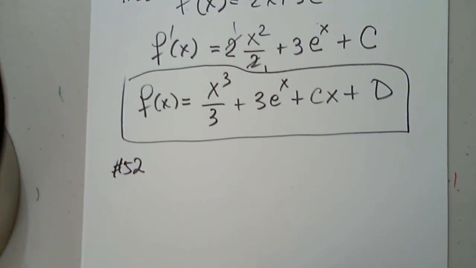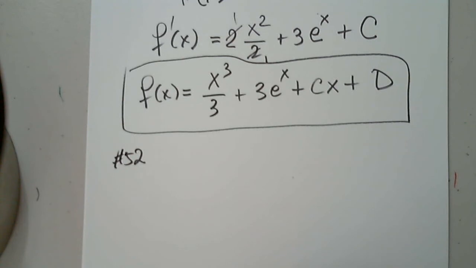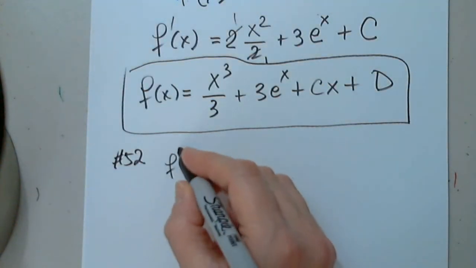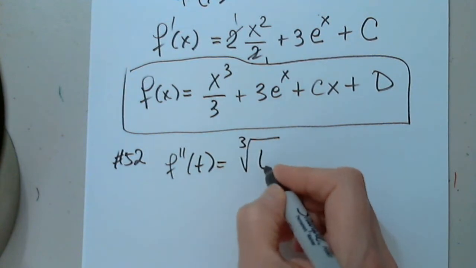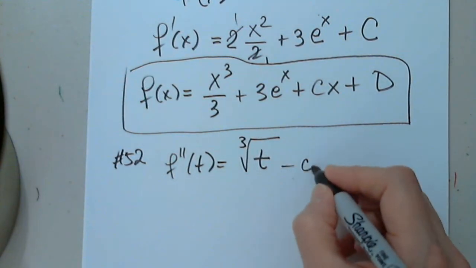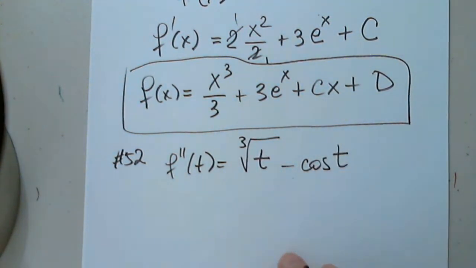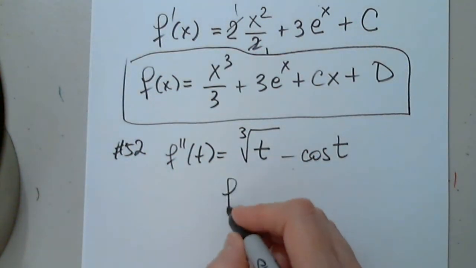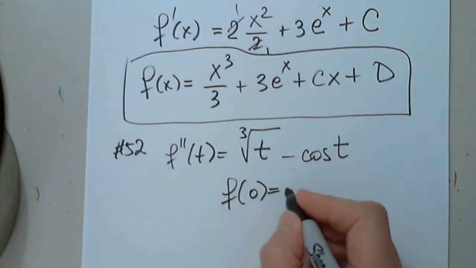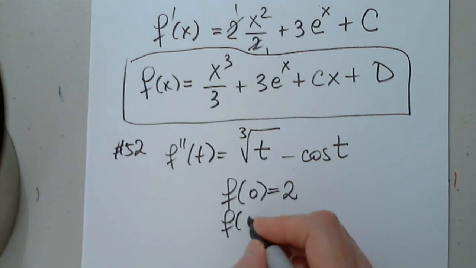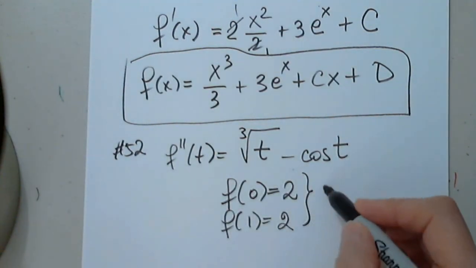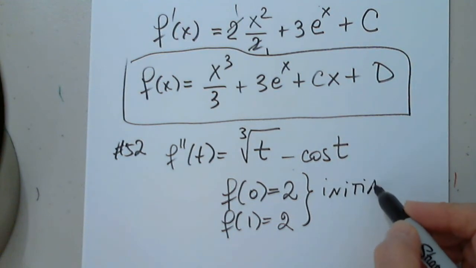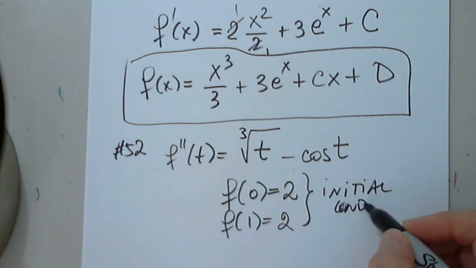52, and then we move on to another type. We are given the second derivative as the cube root of t minus cosine t. And look what they're telling us. F of 0 is 2, and f of 1 is also 2. Initial conditions.